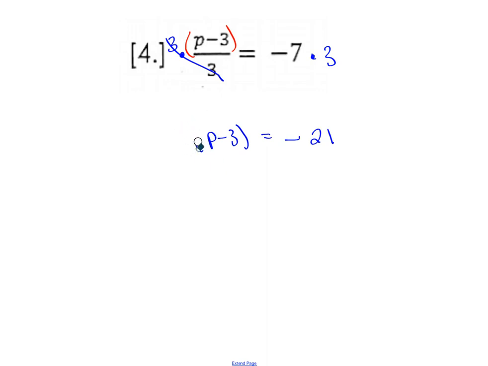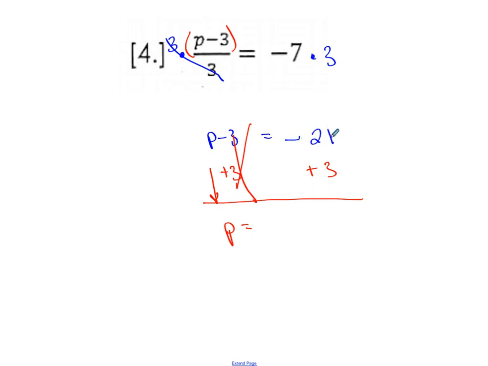So I can get rid of that, get rid of those, get rid of those. Now just down to a 2-step equation. P minus 3 equals negative 21. I don't want p minus 3. I just want p. What do I do now? Yeah, I'm going to add 3 to both sides. Awesome. Add 3, add 3. That goes away. Bring down my p.